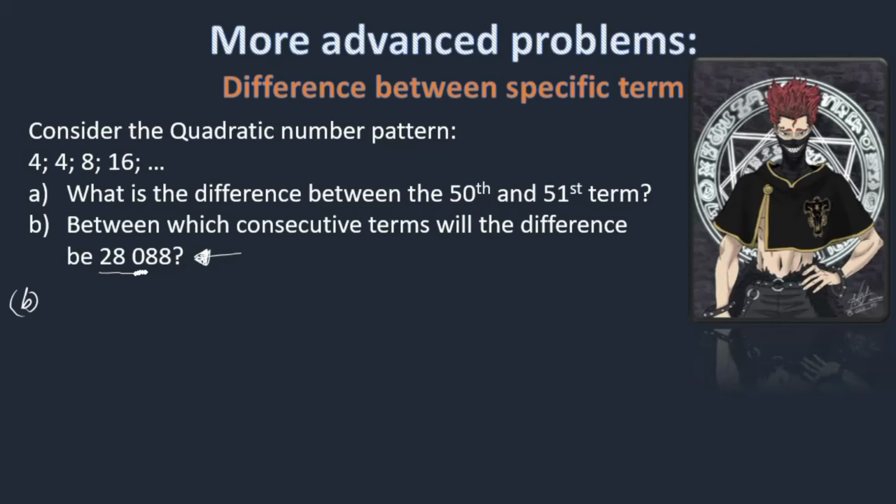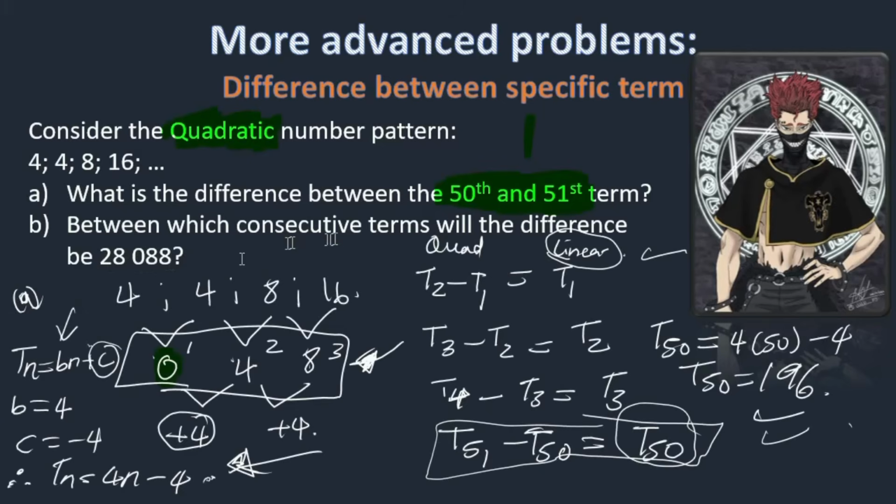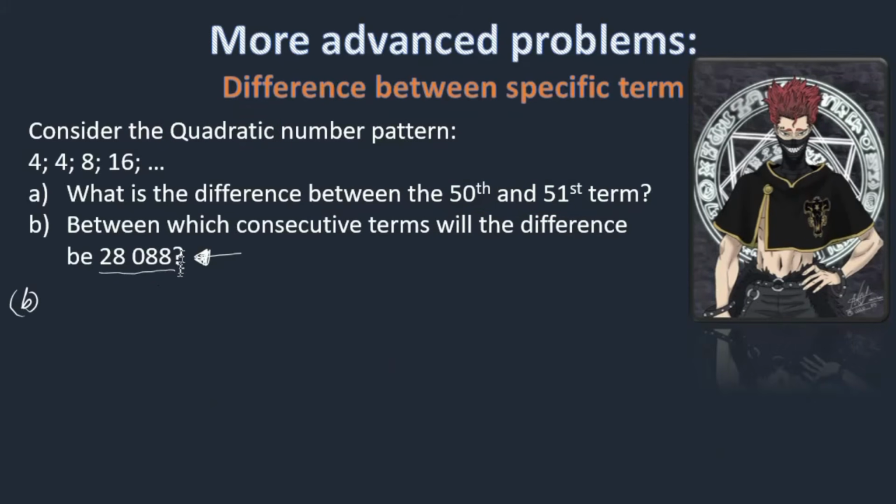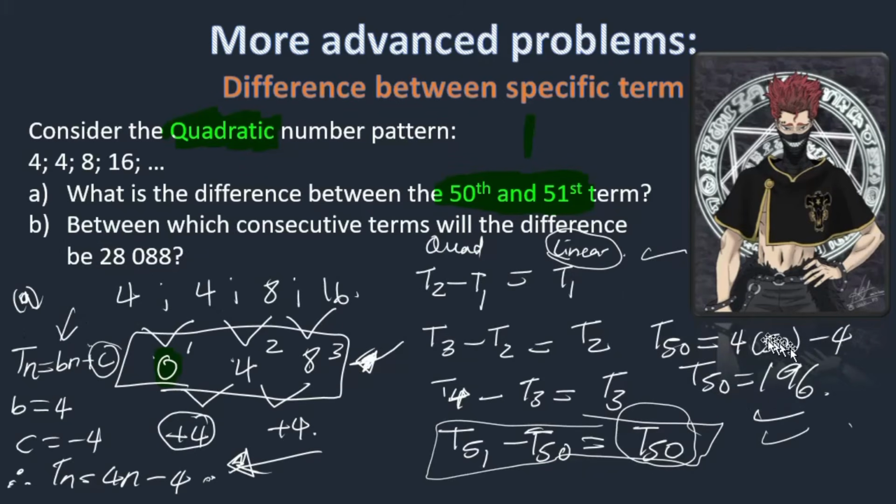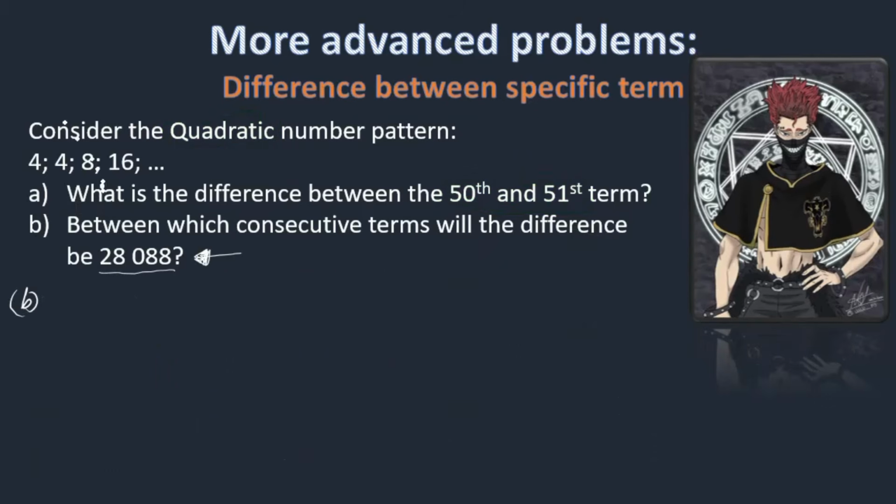Right? So, because I'm finding a difference between two consecutive terms in a quadratic pattern, if this is the answer of two consecutive terms, it means this is in a linear pattern. Because we know that the quadratic pattern, its first difference is a linear pattern, its second difference is a constant difference. So, what do I know about a linear pattern? In the previous answering, I found my general term for this linear pattern to be Tn equals 4n minus 4. So I'll use that now. 4n minus 4.